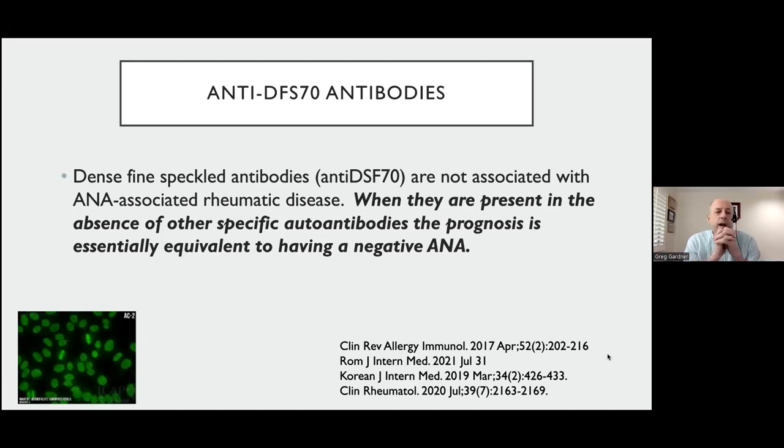The diffuse fine speckled antibody, DFS70, if positive, is reassuring. There's no known autoimmune disease associated with that antibody. If the patient's ANA is positive for that antibody or caused by that antibody, you can reassure the patient that that's equivalent to a negative ANA.